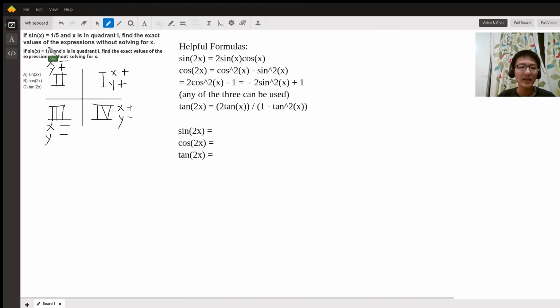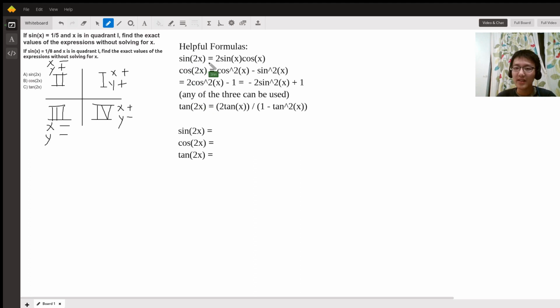Solve how to find sine 2x, cosine 2x, and tangent of 2x, given that we know that sine of x is equal to 1/5 and x is in the first quadrant. Look at the helpful formulas that I entered in here. These formulas can be found in any common mathematics, pre-calculus, and calculus textbooks.